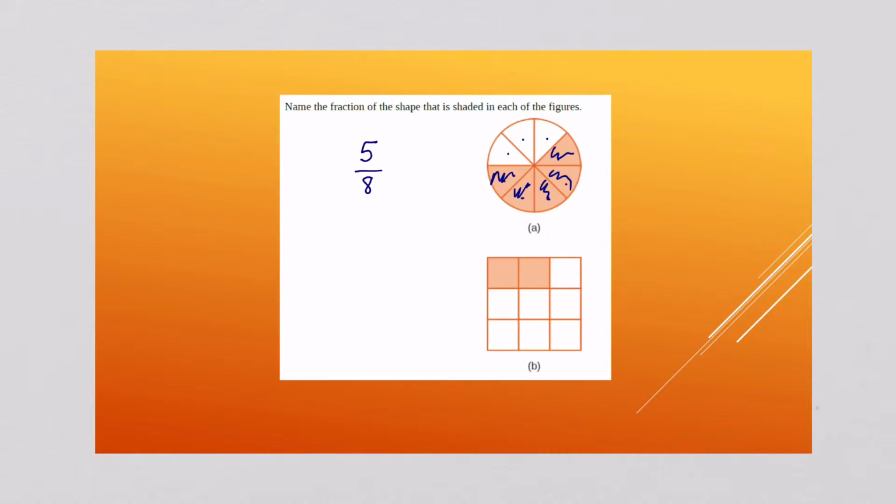Okay, so let's look at this square. We've got a total of 1, 2, 3, 4, 5, 6, 7, 8, 9. That number 9 goes on bottom. The shaded region goes on top, and there's 2 of those.